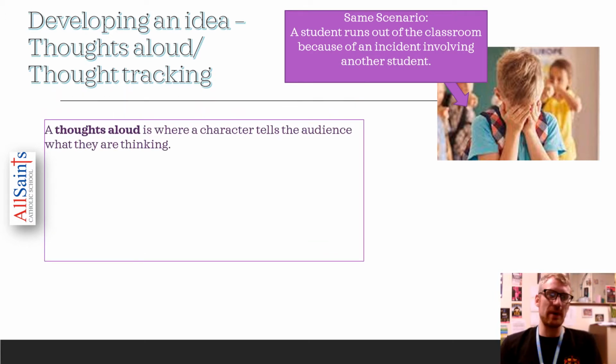So, thoughts aloud is where a character tells the audience what they're thinking. So you've got your still image. You could have the main character step out and say, I feel awful, I'm a new student and I don't know anybody, I feel so sad, something. Okay, so the person playing that character speaks their thoughts out loud to the audience.